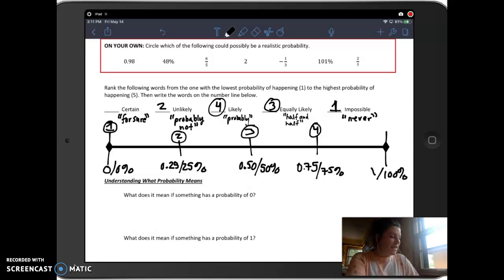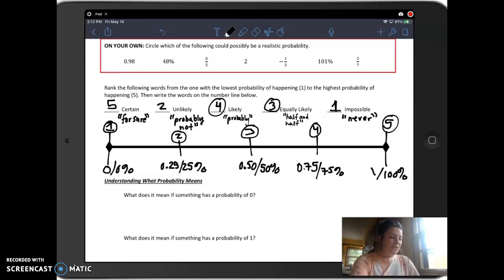All right, and then last but not least, we have certain. This is like it will happen. There's no way it won't happen. And I know people say 100, 100, and that definitely means this, right? It's going to happen 100%. So that has that same meaning. It means for sure or definitely.